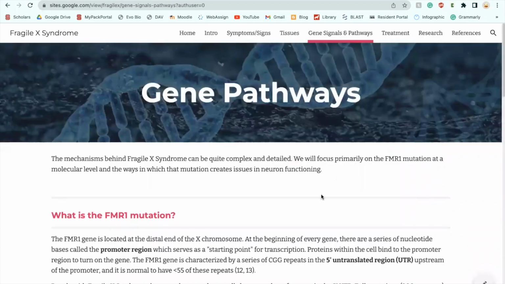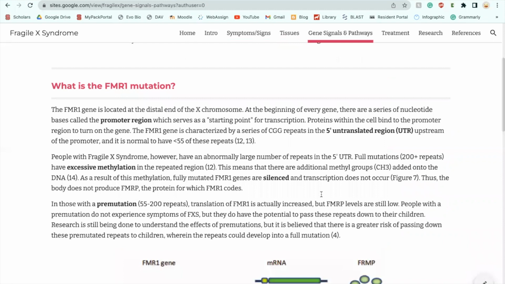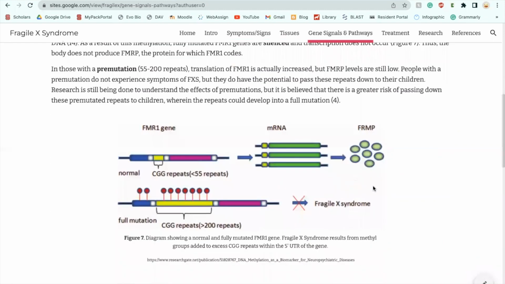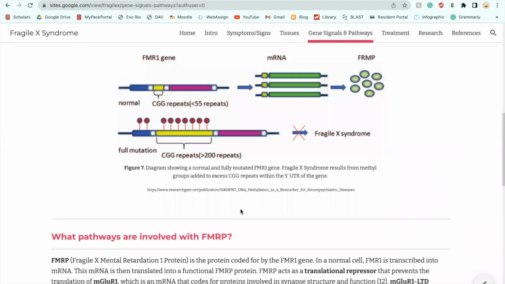For gene signaling and pathways, I gave an overview of what the actual mutation is. And I think this diagram does a really good job of showing and comparing the difference between a normal FMR1 gene and a mutated gene, and how the mutated gene does not result in any mRNA or protein created.